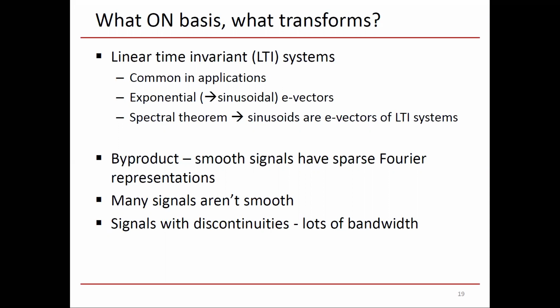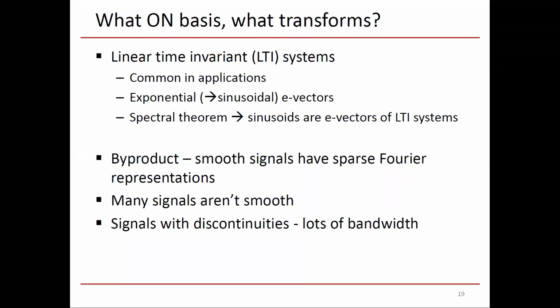And of course, many real-world systems are time invariant, meaning that if you shift the entire experiment by a year, the output will be shifted by a year. And for linear time invariant systems, we have exponential eigenvectors. So the eigenvectors are basically sinusoidal. And the spectral theorem tells us that sinusoids are eigenvectors of linear time invariant systems.